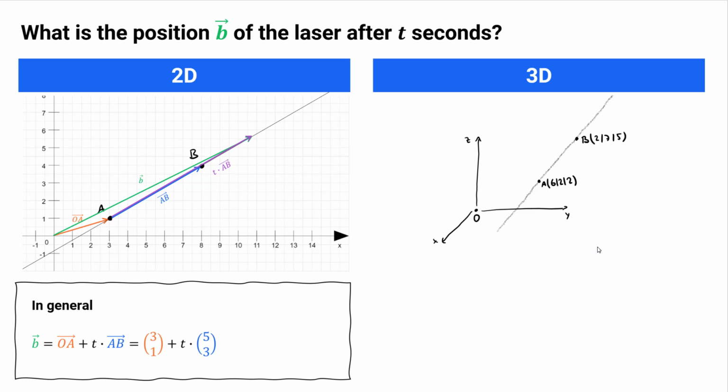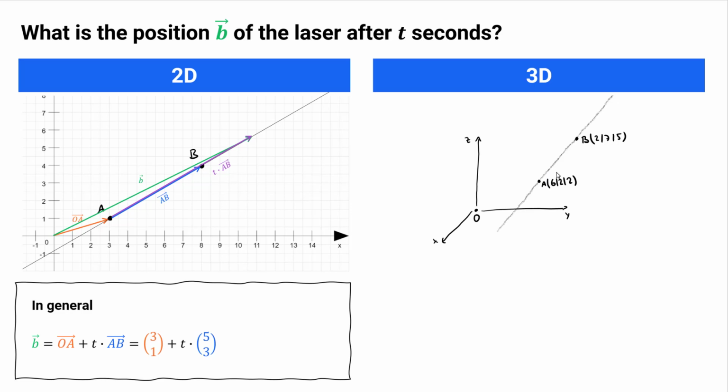So let's have a look at this situation here where we have a laser that moves on this straight line here through the points A and B. Now, with space, it's a bit hard to sketch it, right? So in this case, it's only a sketch. It's not accurate or anything, but you get the point. So again, here in this case, we know that the laser at time 0 is at the point A, and after 1 second, it moves to the point B. Now we are in space.